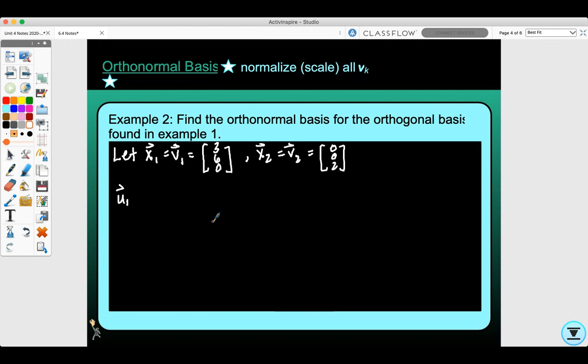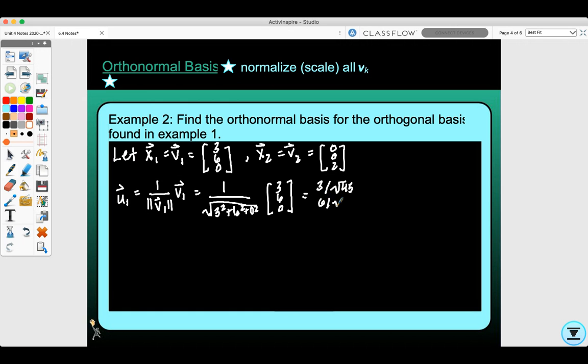So what we're going to do is normalize these vectors. To do that, u1 is going to equal 1 over the length of v1 times v1. So this would be 1 over the square root of 3 squared plus 6 squared plus 0 squared, times my vector. And this would be 3 over the square root of 45, 6 over the square root of 45, and 0.